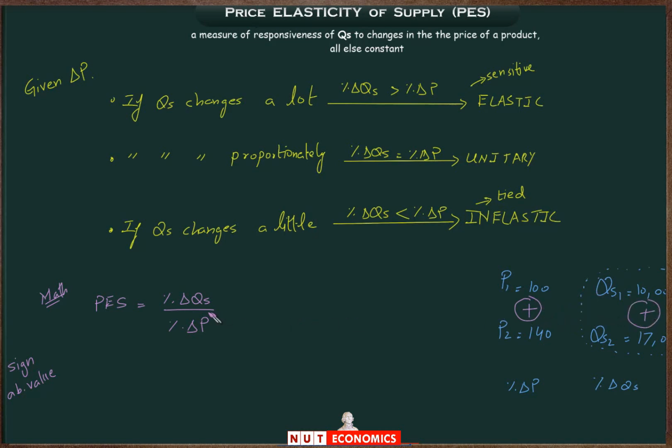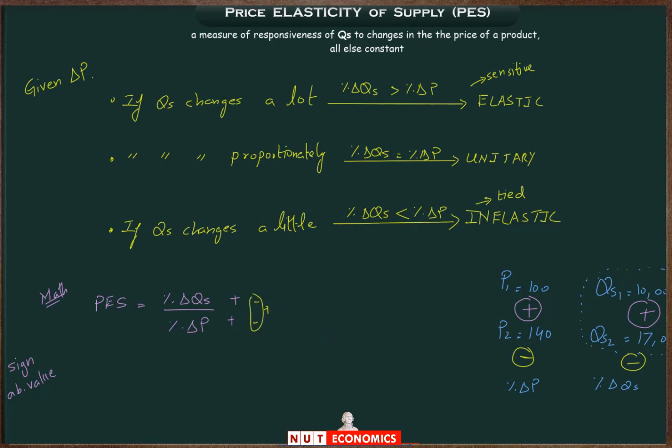Now in that case, if you apply this formula, the percentage change of quantity by the percentage change of price, you will end up dividing a positive over a positive. So you will get an answer which is also positive. The only other possibility is that perhaps the price of a product falls, and in that case, the quantity supplied will also decrease. So that means you will end up dividing a negative by a negative, which will again give you an answer that is positive.